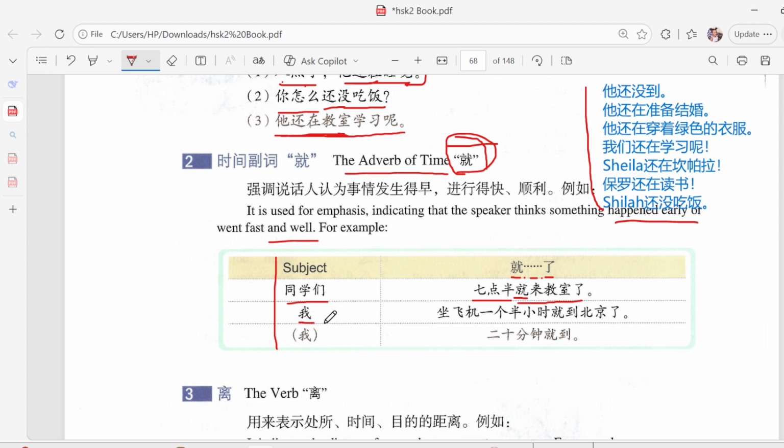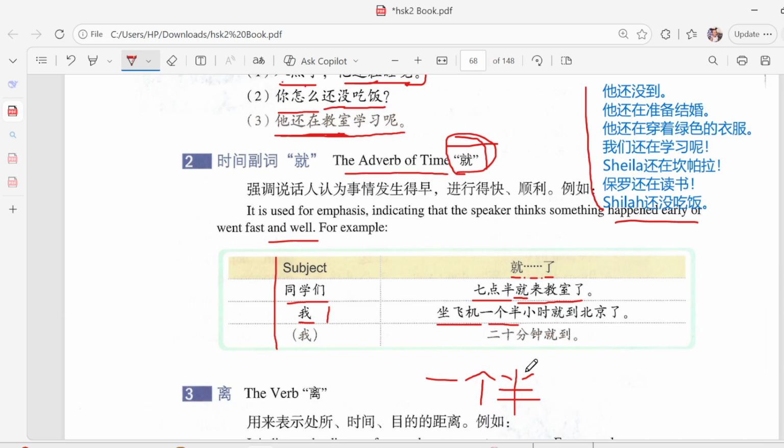Maybe you can understand better. 我, what is 我? I, a very famous personal pronoun: I, you and I. 我坐飞机, to board a plane. 坐飞机一个半, what is 一个半? Half, right? Because 半 is a half. We have 一, which is 1, and 个, which is the measure word for what? It is actually a general measure word. It is used for many nouns in Chinese.